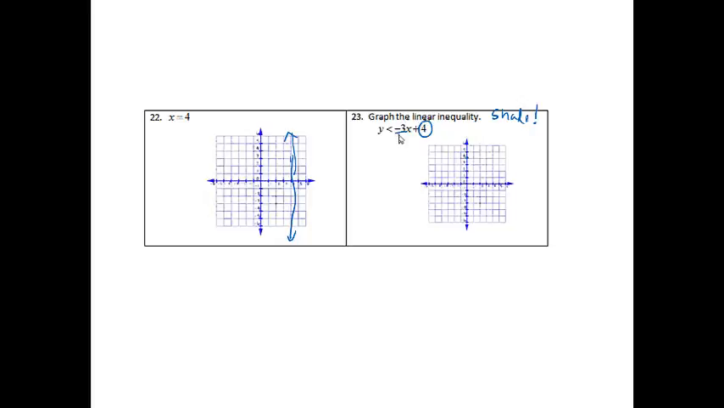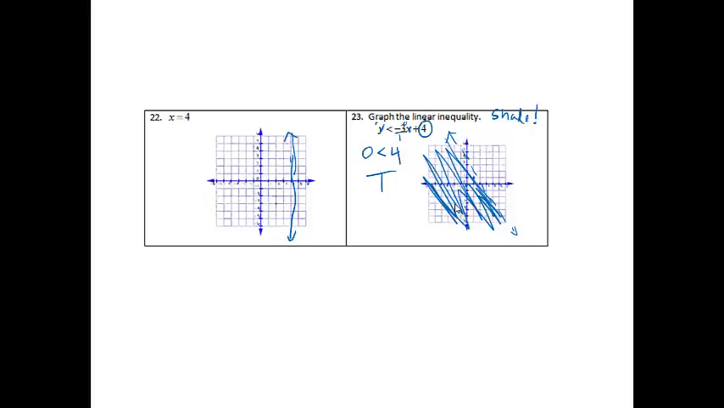And then from there, I know that I need to go down 3 and then over 1. We always run to the right. There is no equal sign, so I know this is going to be a dashed line. Okay, and then I do know that I get to test the point 0, 0. So if I plug 0 into both of those spots, I'm going to get 0 is less than 4. That is a true statement, so I get to shade the side of the line that has the 0, 0 on it.